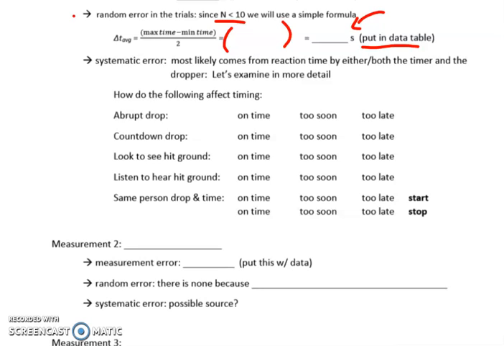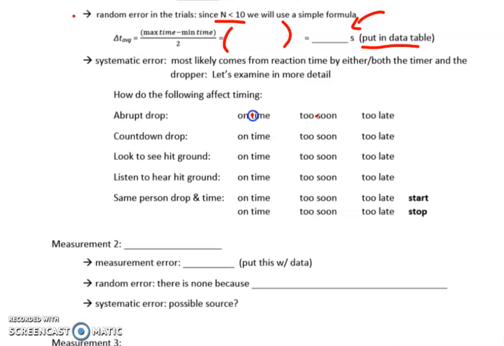But let's break down the different aspects of timing. Normally, if you were doing this in a lab, you would have 2 people, someone dropping, someone timing. So I was dropping, you were following me, and then you determine when to start and stop the stopwatch. So let's look at how the following might affect it. Let's say I just abruptly dropped it in the video. I didn't give you any warning, and then you started the stopwatch. How would that affect your timing? Would you be on time? Would you start too soon or too late?